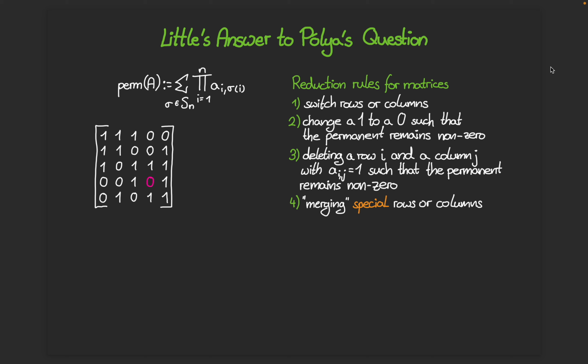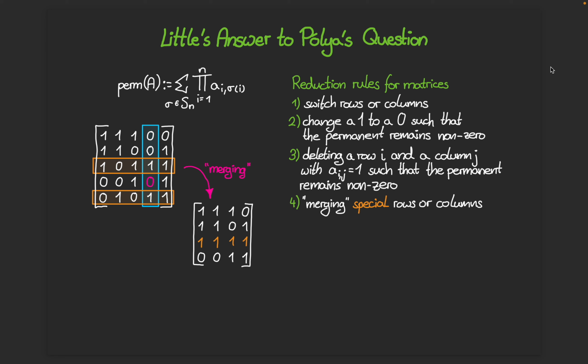And finally, there is the operation of merging special rows or columns. This I will illustrate a little bit. Here we have two rows, and they're special in the sense that they share a column where the entries in this column that are non-zero are exactly the entries in these two special rows. So this is what makes them special. What I'm going to do is remove the column together with these two rows and then introduce a new row instead that has a 1 entry anywhere if and only if one of the two rows from before had a 1 entry there. So you can see here I merged these two rows into the all-one row.